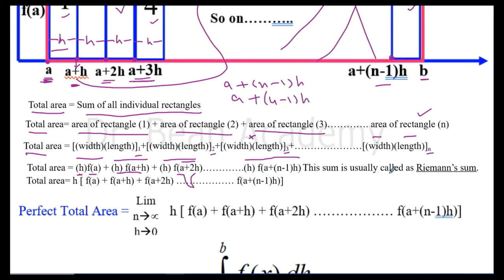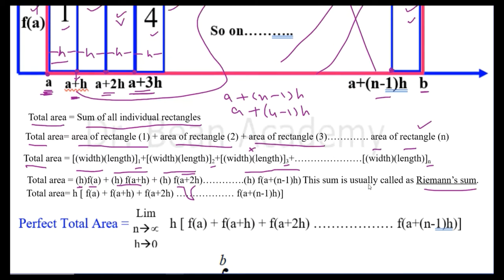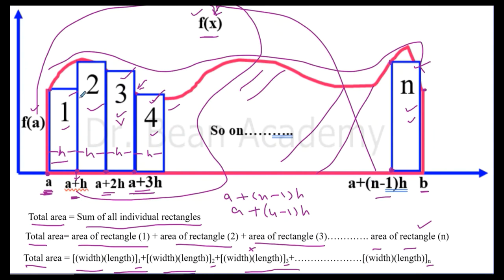This sum is called the Riemann sum, named after a very brilliant scientist who discovered this estimation method, because we are estimating, right, the area under the curve by this method.